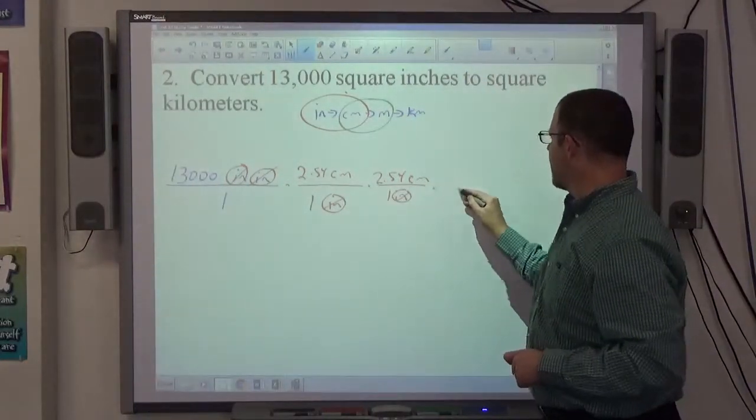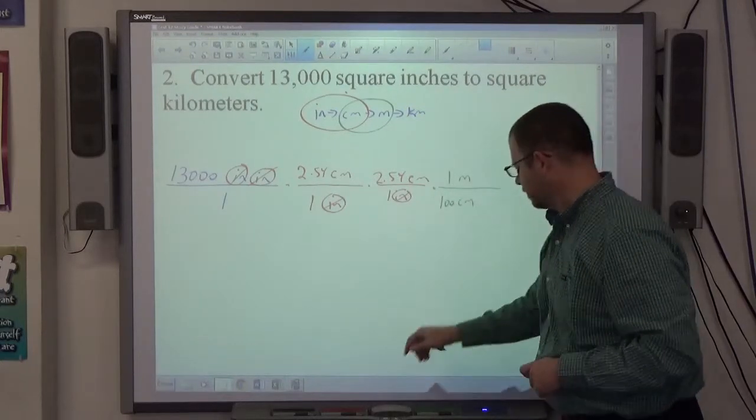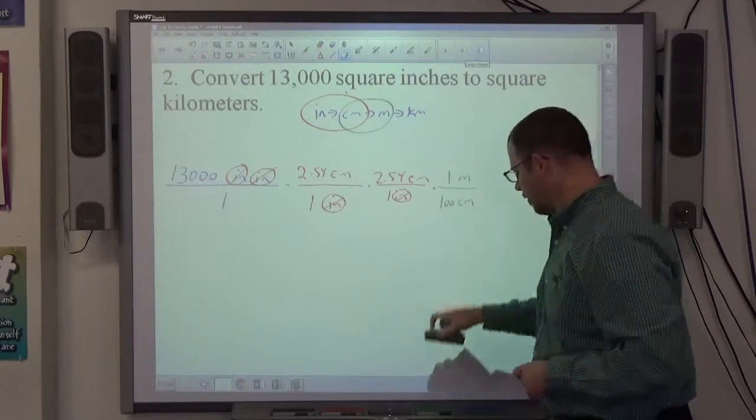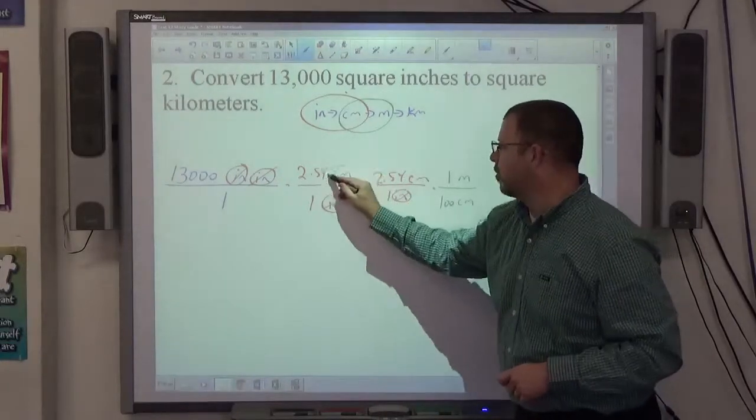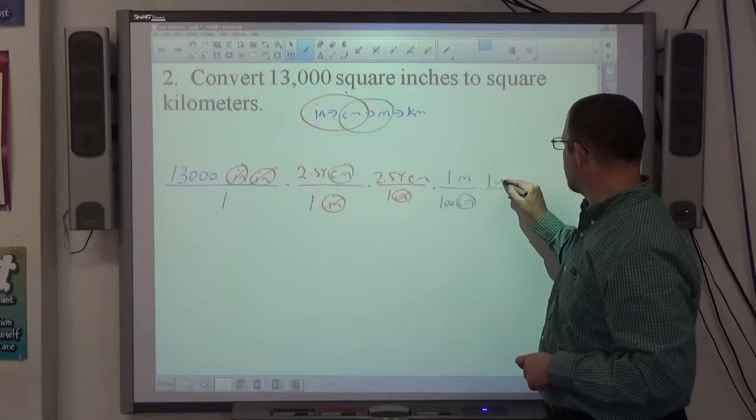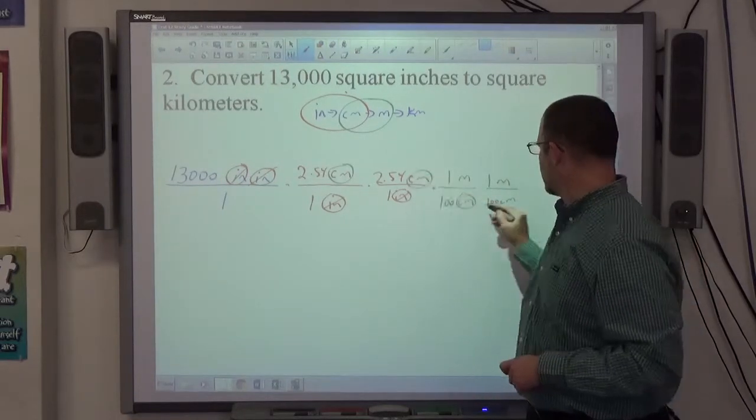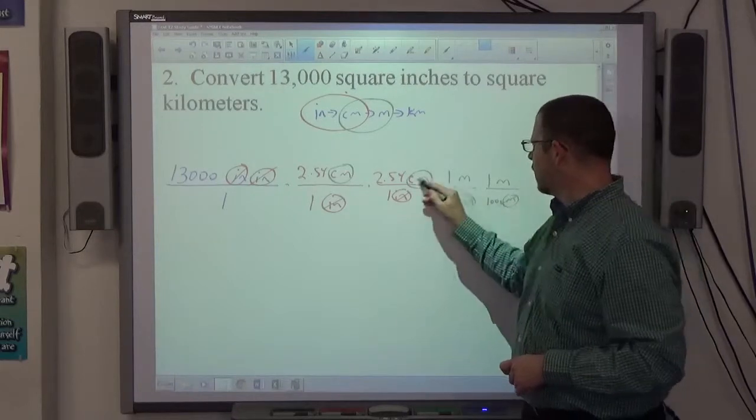Next thing I want to do is go from centimeters to meters. And the fact about that is that 1 meter is equal to 100 centimeters. And again, based on location, centimeters is in the numerator. I need 1 in the denominator for cancellation purposes. I got to do that twice. 1 meter, 100 centimeters. That's going to work with that. So cancel, cancel, cancel, cancel.